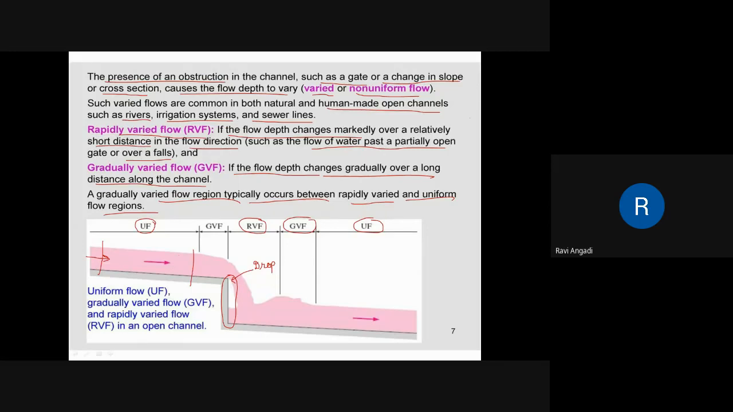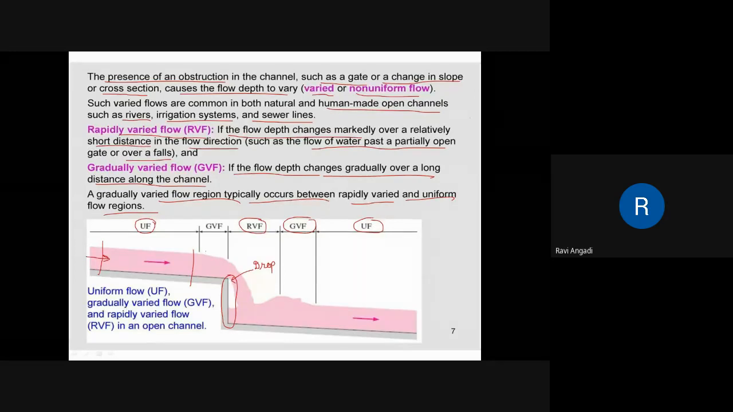What do you mean by uniform flow? The velocity and the depth of the flow should be constant at two sections or more. Yes. So the depth of flow remains constant, or the velocity is constant. This is called a uniform flow.